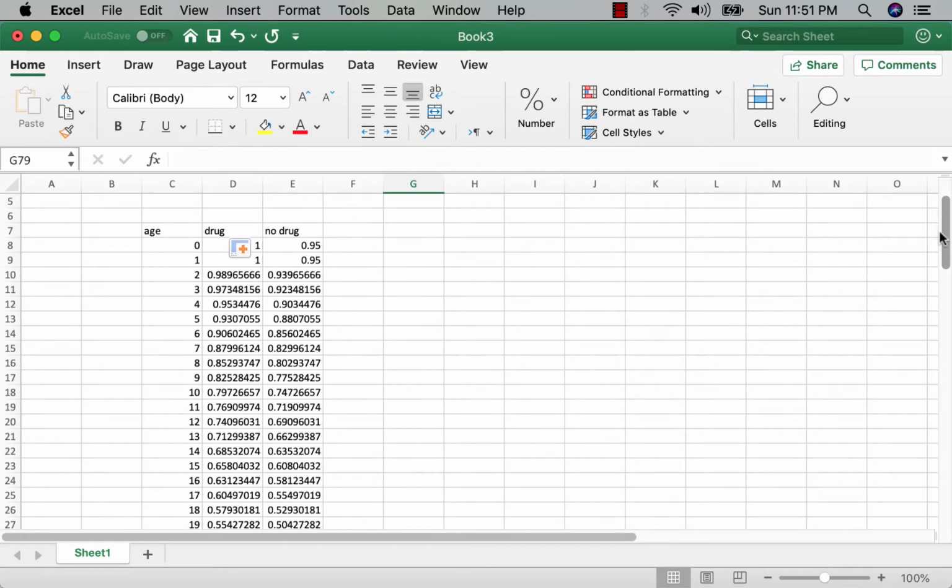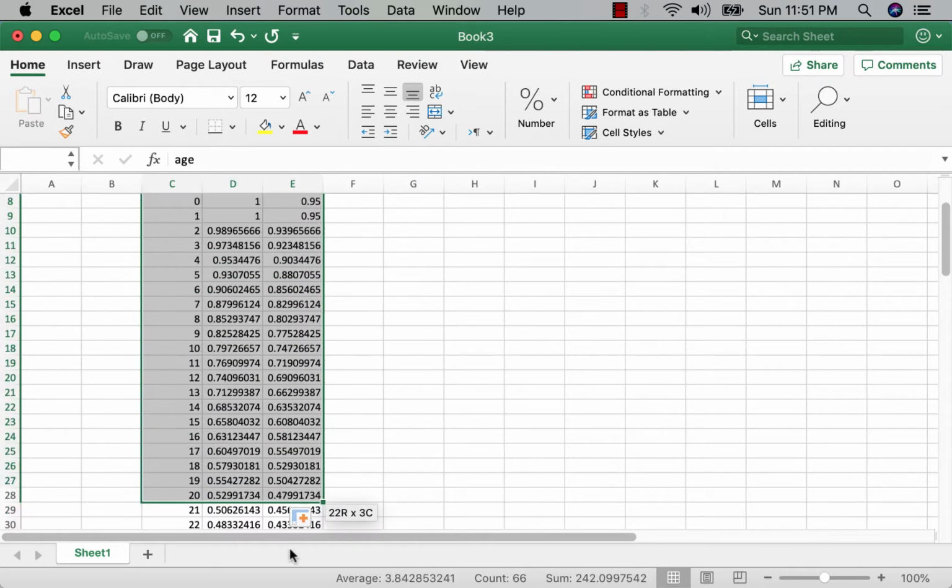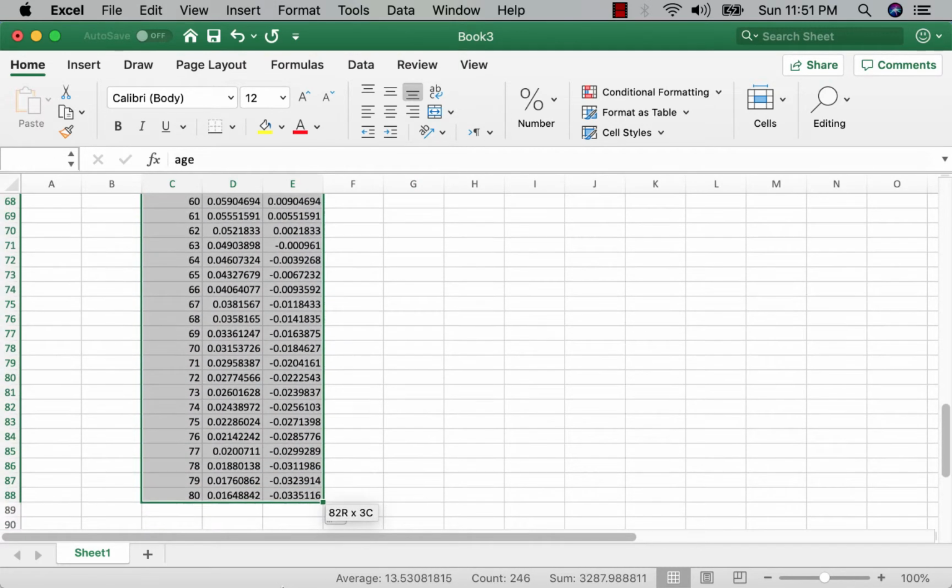So no drug, lower probability of being alive. Drug, higher probability of being alive. The difference between those two curves is always going to be 0.05, 5 percentage points difference in the probability that they're alive between the no drug group and the drug group.